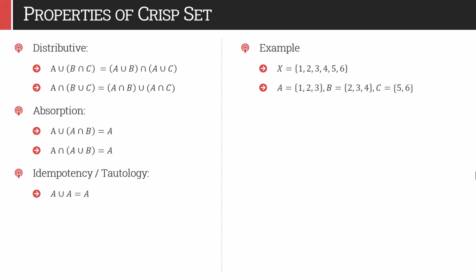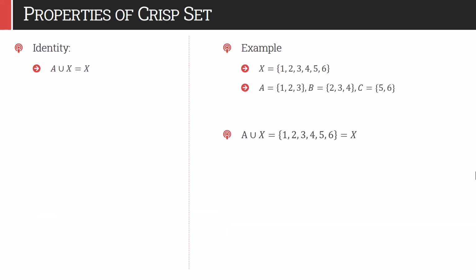Idempotency or tautology: when we take the union of a set with itself, the result will be the set itself, the original set only. Same way, when we take the intersection of a set with itself, all elements would be common and that will result into the same set.